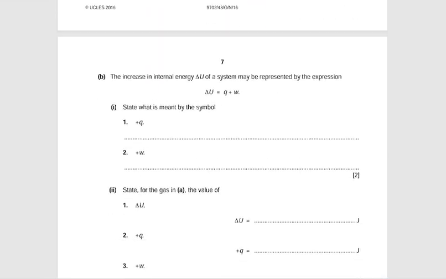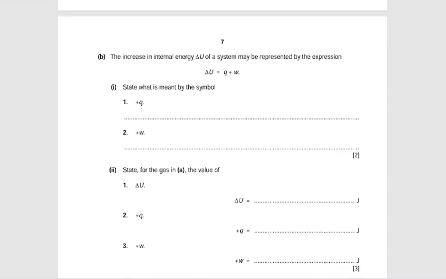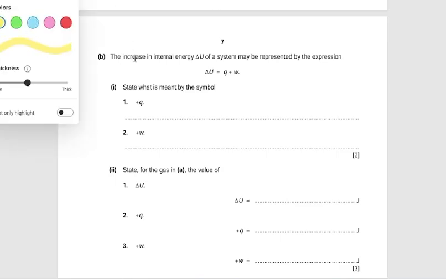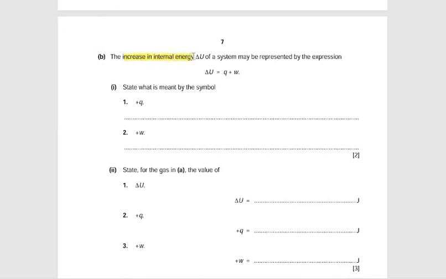Moving on towards the B part, which says the increase in internal energy of a system may be represented by the expression. State what is meant by the symbol this and this. Okay. So we know that this represents the internal energy given to us. Q represents the thermal energy, and this represents the work done.